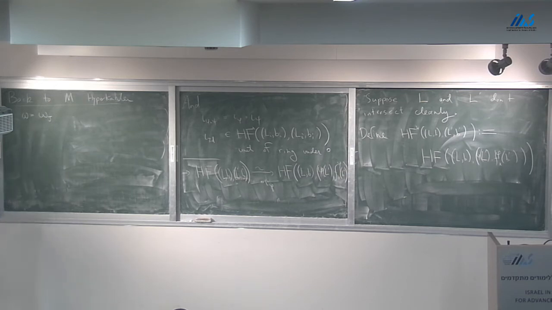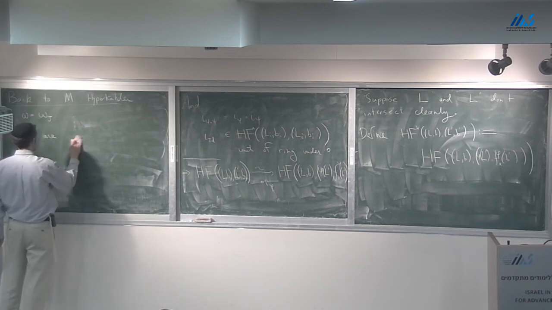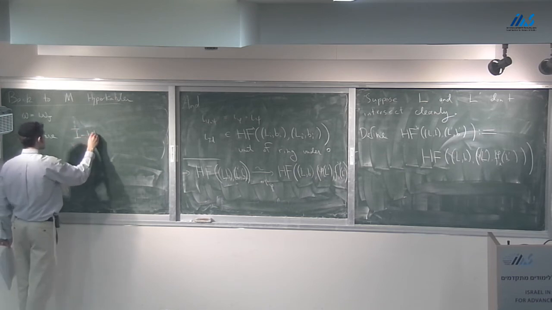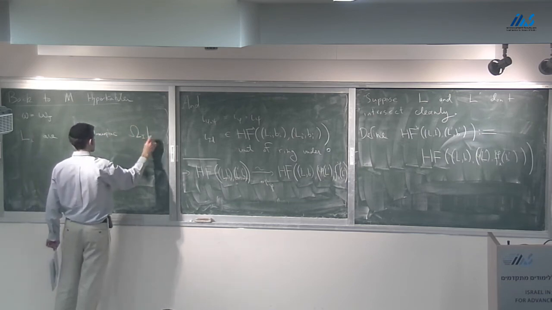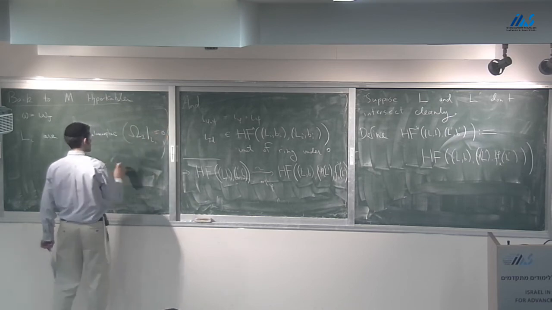I knew there was a reason I should have said tame instead of compatible. At the beginning of my talks, I talked about something called an omega-compatible almost complex structure. There's a weaker notion called tame, which I'm just going to use without explaining because it's well known. Everything I said will work perfectly well for tame ones as well. So let's look at omega, omega_J. And now let's assume the L_i are I-holomorphic. That means, for example, that omega_I restricted to L_i is 0.